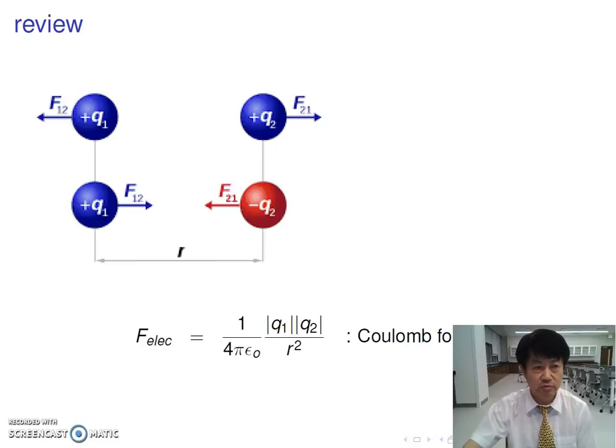The topic is the Bohr model of the hydrogen atom. To study this, we need to review what we learned before. We learned the electric force is 1/(4 epsilon naught) Q1 Q2 divided by r squared.